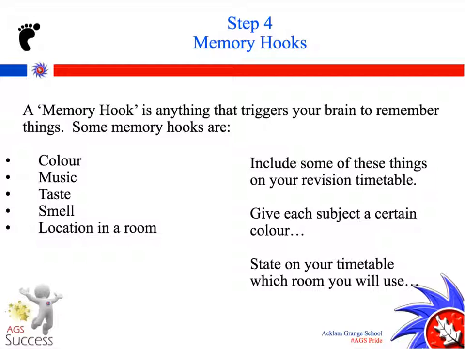Okay, step 4. So step 4 of a productive revision timetable asks us to think about memory hooks. So as it says on the screen really clearly, a memory hook is anything that triggers your brain to remember something. So these can be colour, music, taste, smell, or even location or the place in which you put something in a room. So try to think about actually putting some of these on your revision timetable.